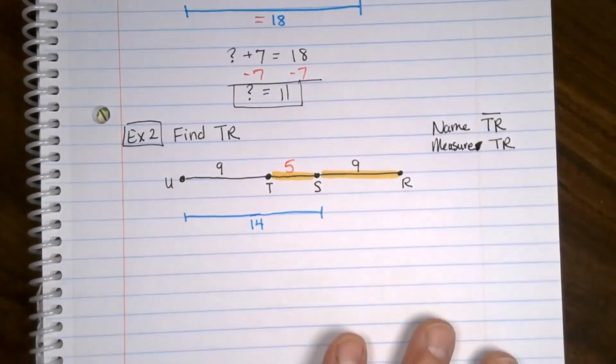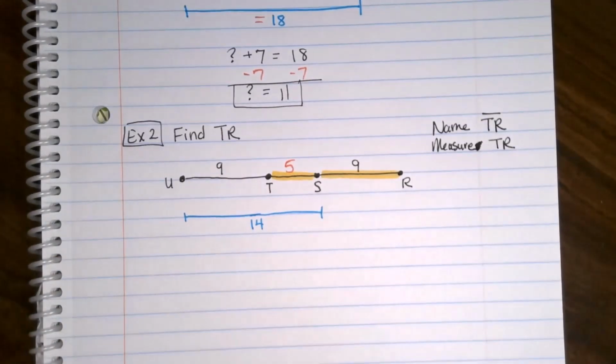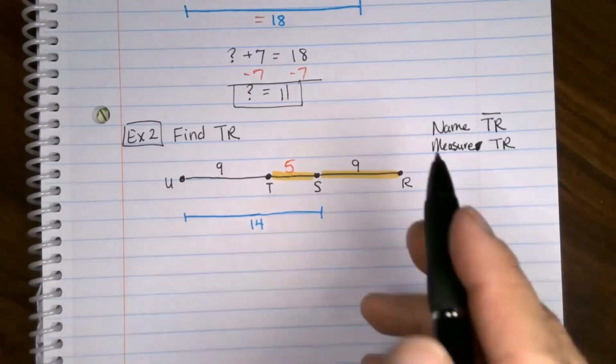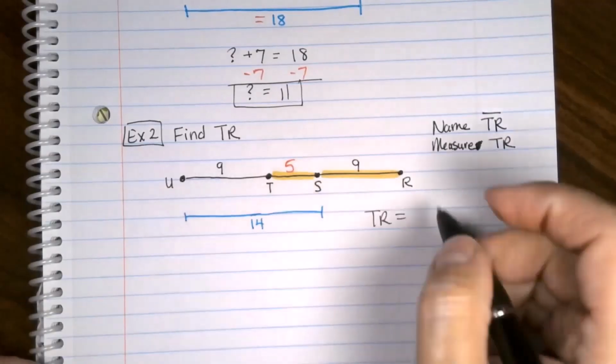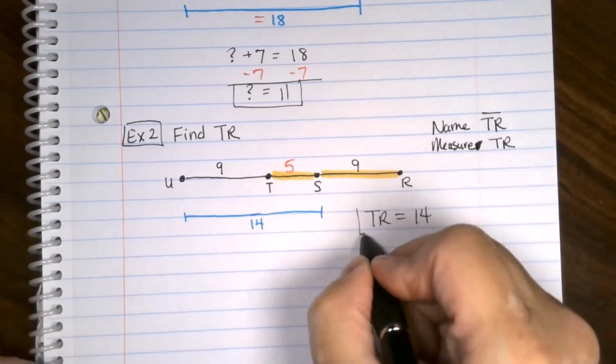Okay, hey, you know what? If you ever take my class in real life, you'll know I make as many mistakes as anybody. I just do them publicly. All right, so now we need to come up with the answer. TR equals 5 plus 9, 14. There we go.